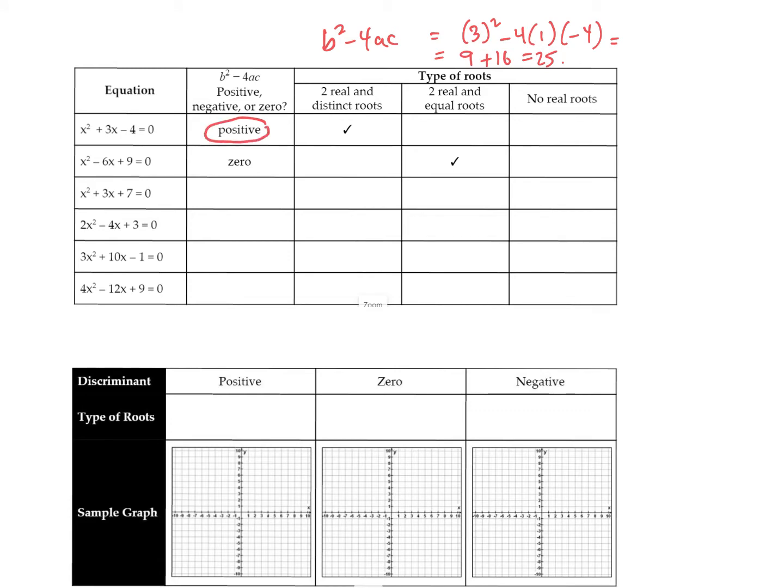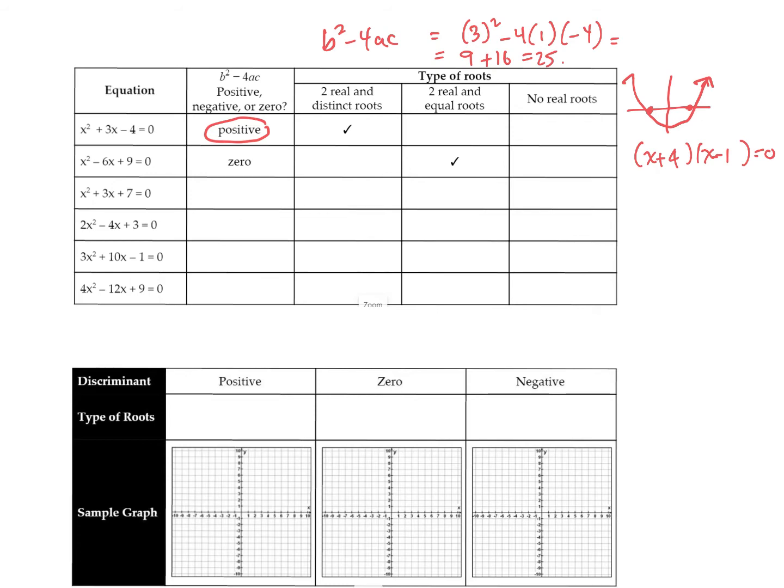And if we graphed that first one, it looks like this. If I go to Desmos and graph that, it looks like that. And I can see that it passes through twice. So it has 2 real, and we say distinct because they're different. Distinct means different. The other way I can check is to actually factor and find the roots. So 2 numbers that multiply to get 4 and add to get 3 would be 4 and 1. So I can see it does have 2 roots at negative 4 and 1.